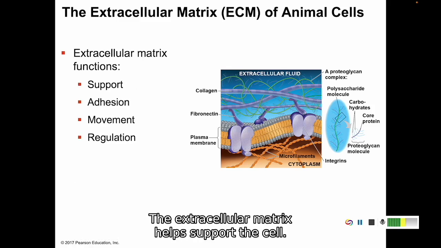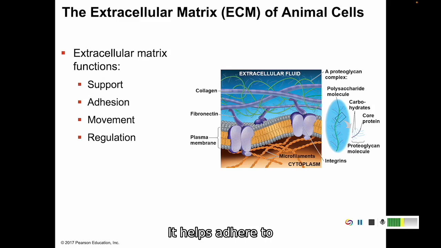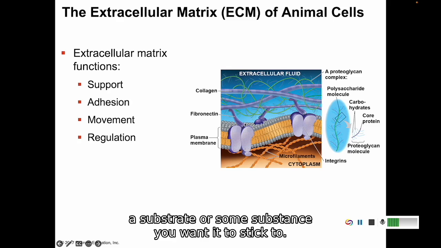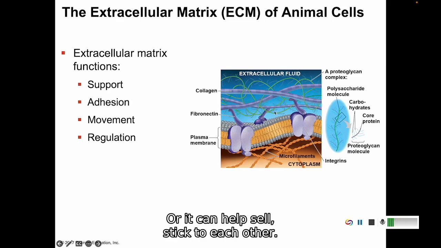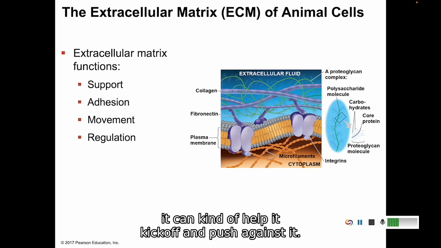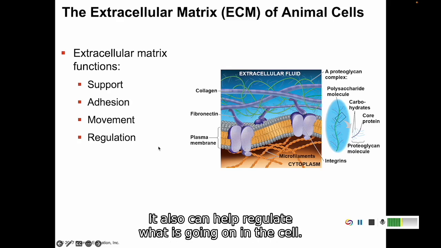The extracellular matrix helps support the cell. It helps adhere both to a substrate, or some substance you want it to stick to, or it can help cells stick to each other. It can help the cell move. So, if it's not sticking to another cell, it can help the cell kick off and push against it. It also can help regulate what is going on in the cell.